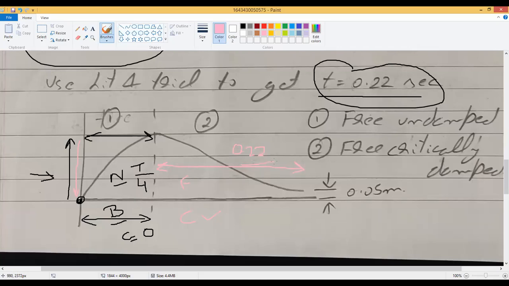And this much time happens to be 0.22 seconds. So this 0.22, added to T by 4 over here, gives you the entire time for which the barrel was in motion. And ultimately the barrel settles down to a position of 0.05 meter from the unstretched position of the spring. So this is one of the best examples which I was able to find in the book.